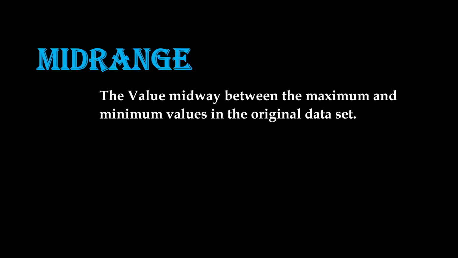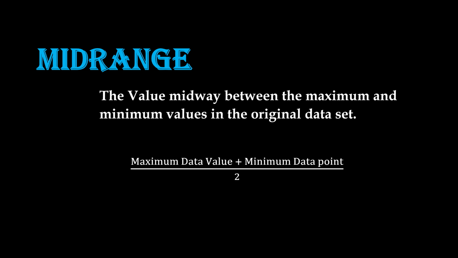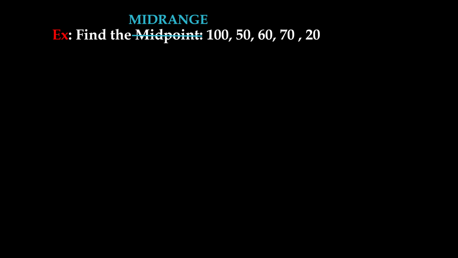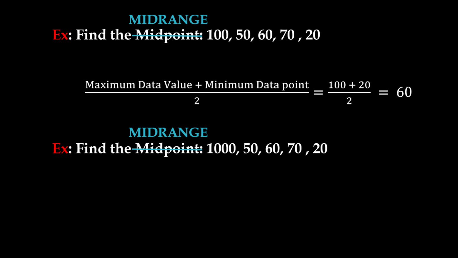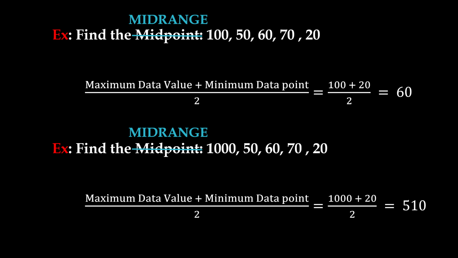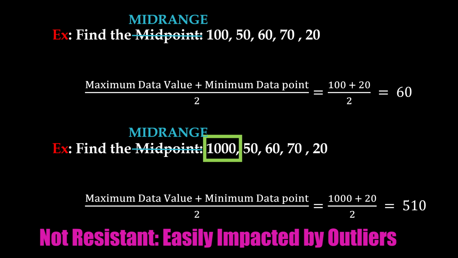The mid-range is similar to the median. However, instead of using the middle data value, we use the value in the middle of our data set's range. We do this by adding the maximum and minimum value together, then dividing by 2. Unlike the median, the mid-range is heavily impacted by outliers.